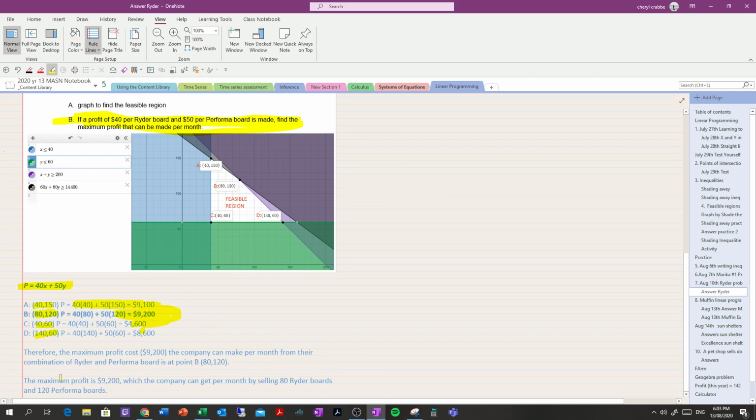So to answer the question, a couple of sentences. Therefore, the maximum profit, 9,200, the company can make per month from the combination of rider and performa boards is at point 80 and 120. And then just put it in context: the maximum profit is 9,200, which the company can get per month by selling 80 rider boards and 120 performa boards. That's it.